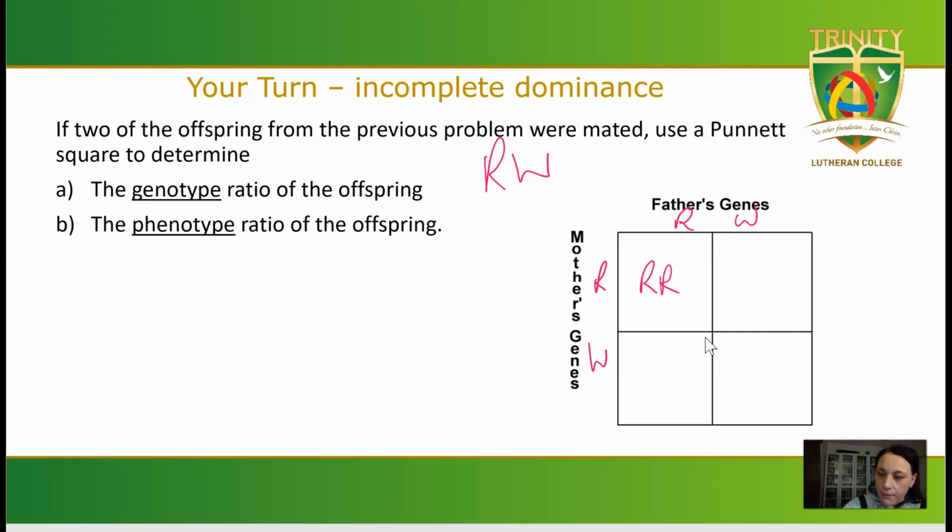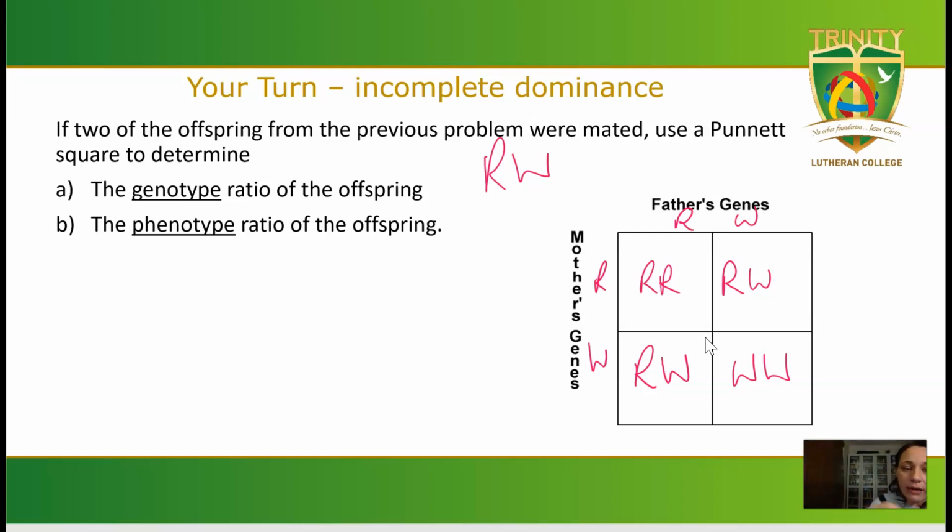This one's going to get a big W from father and a big R from mother. This flower is going to be pink. This one's going to be pink as well, big R, big W. And this one is going to get a big W from father and a big W from mother. So it's going to be a white flower.